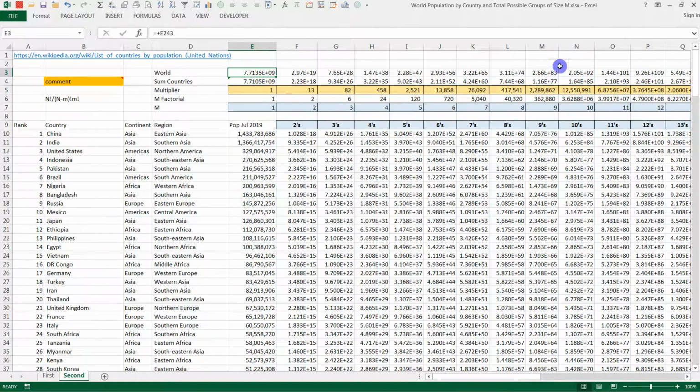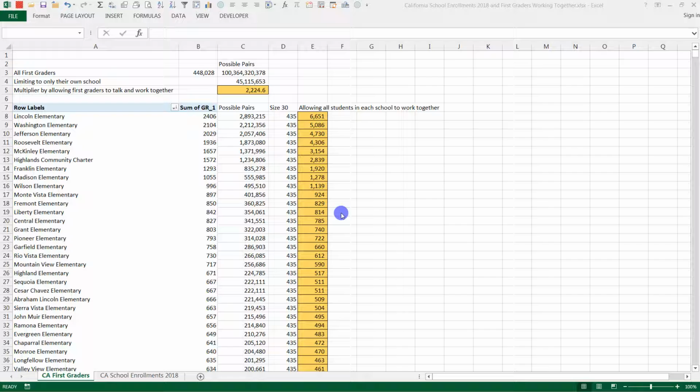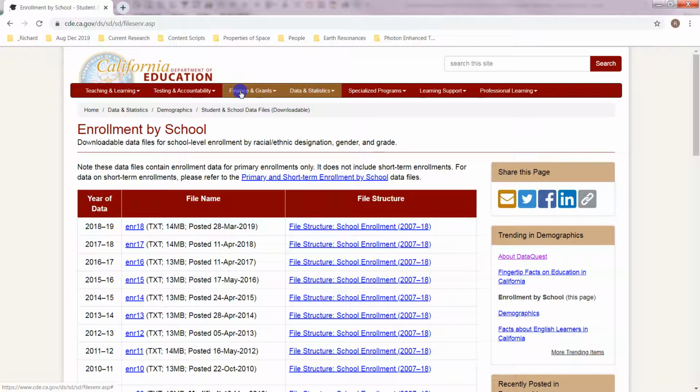In fact, let me move this one out of the way. And here, what I did was, let me get that page back here. This one. Okay. I actually have done this in more detail already before, so I was just revisiting. I searched California data or something like that. Well, here's enrollment by school, so I grabbed, I don't want the file structure, I want the data. So I downloaded the data and loaded it into Excel. So that's where this stuff is coming from.